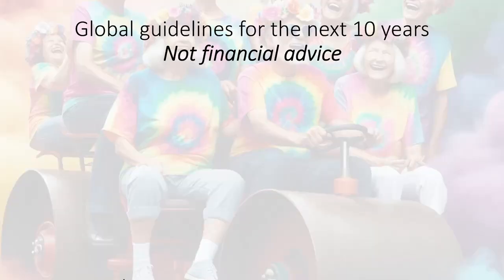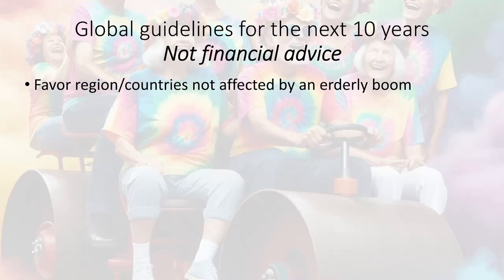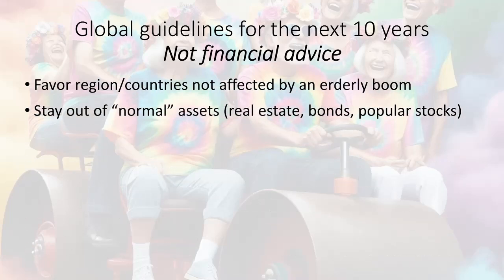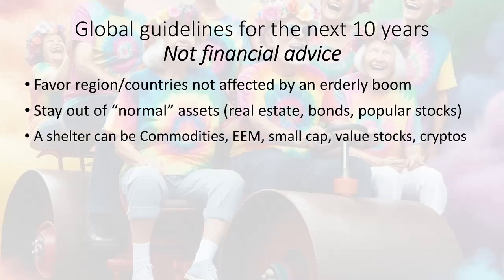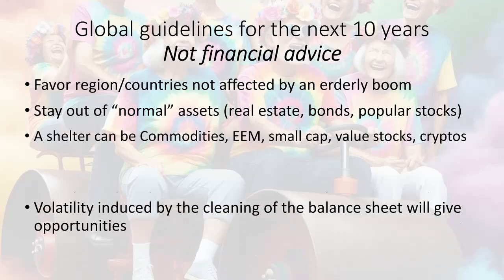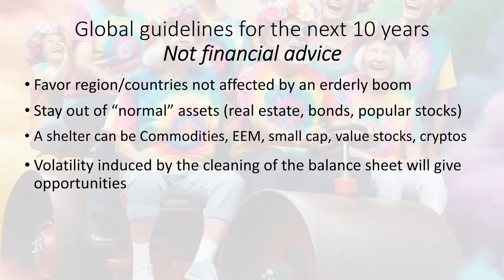But globally, we can draw these general guidelines. Better invest in a country not affected by an elderly boom, avoid normal assets like real estate, bonds, and popular stocks. Shelter could be commodities, emerging markets, small caps, value stocks, or cryptos. And lastly, the cleaning of the balance sheet is going to induce some volatility, hence opportunities.